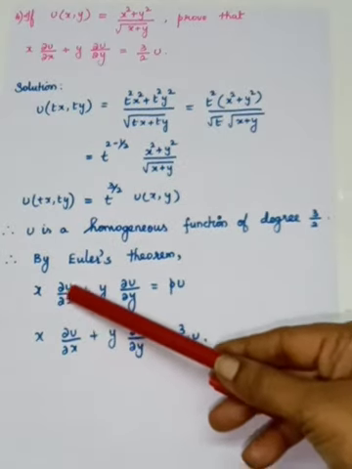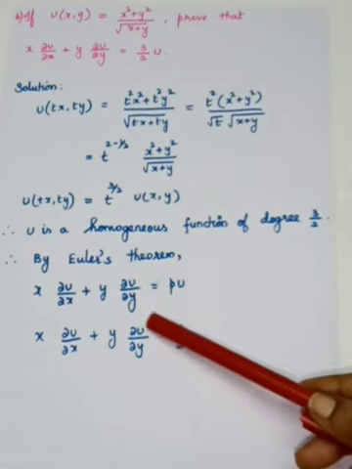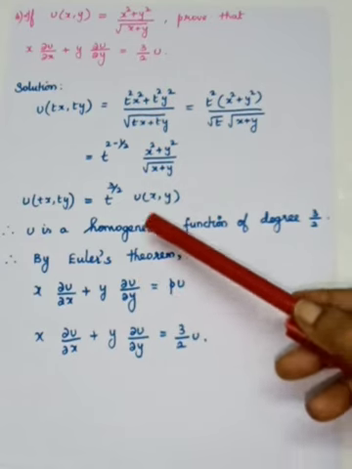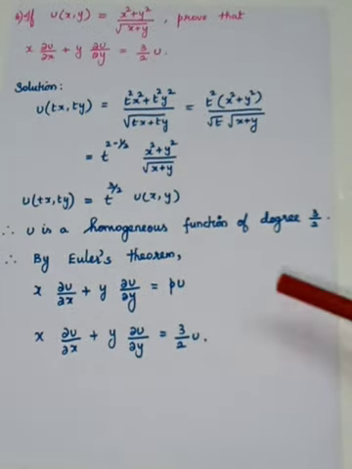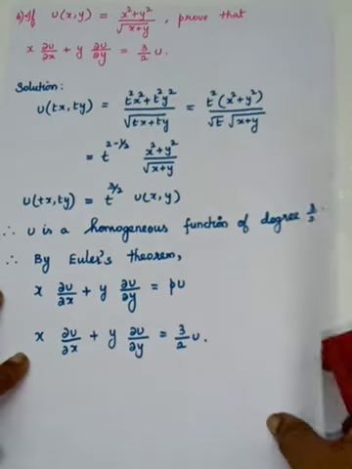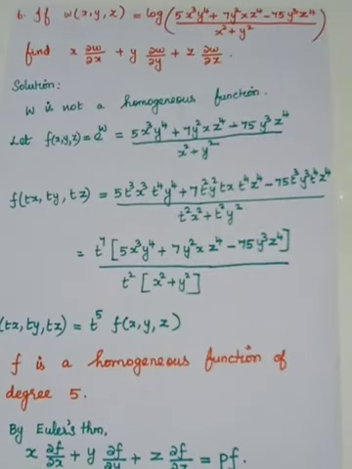So therefore x dou u by dou x plus y dou u by dou y is equal to pu. What is p? It is 3 by 2. So you have proved the result. Okay, come to problem number 6.